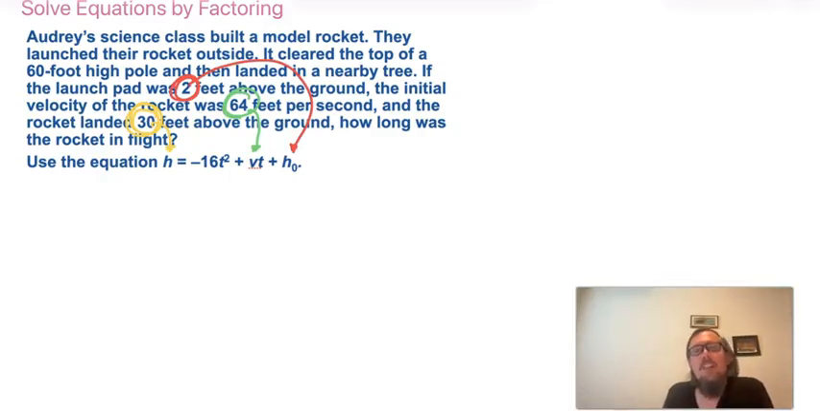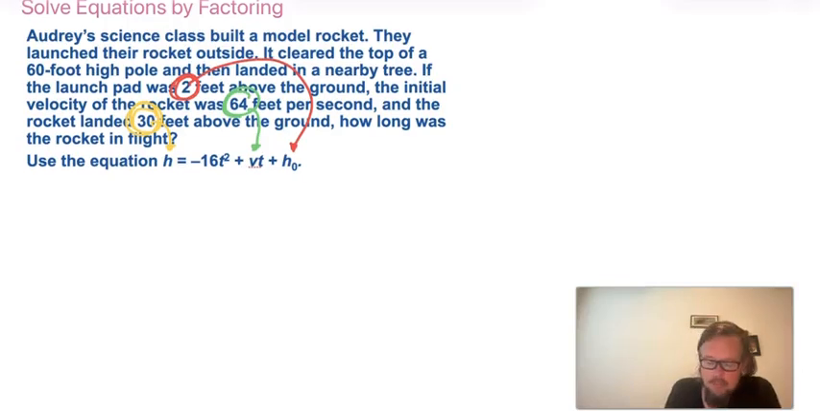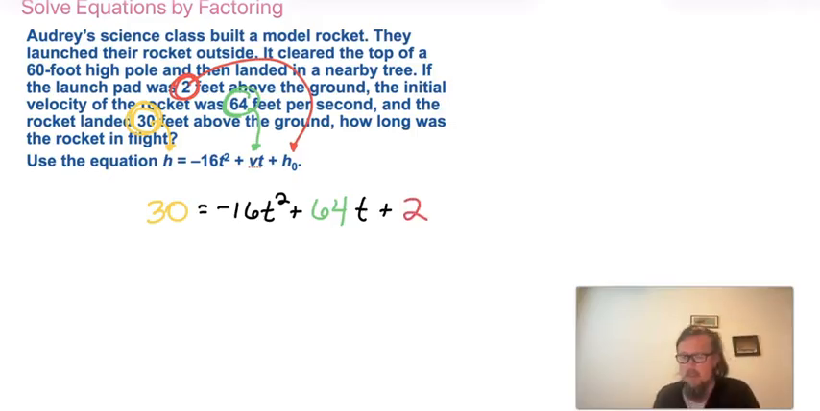So before we start solving it, let's go ahead and plug in our values here. So 30 equals negative 16t squared plus, and then we're going to replace the v with 64, 64t plus, and then the height above the ground is 2.